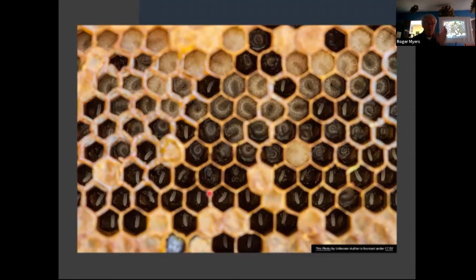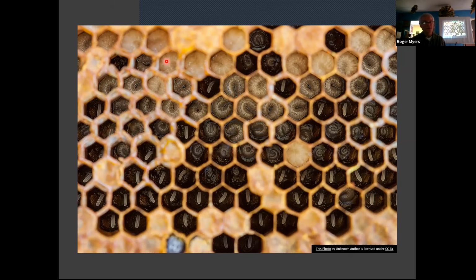As I look, this is not my picture, but it's a larvae for 6 days. So here's day 1, day 2, 3, 4, 5, 6. You can see how it grows. It just keeps getting bigger and bigger.